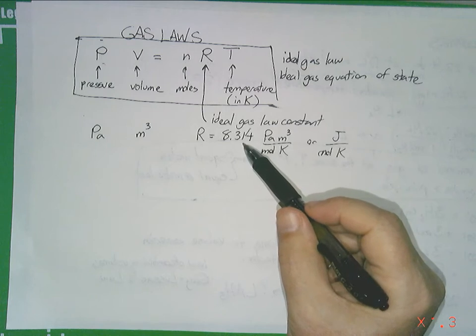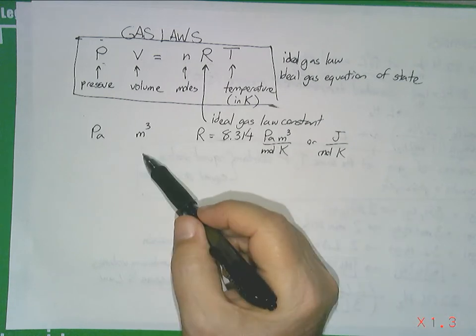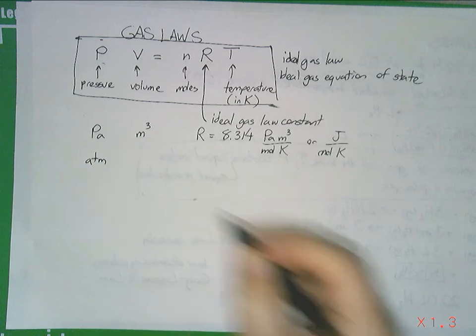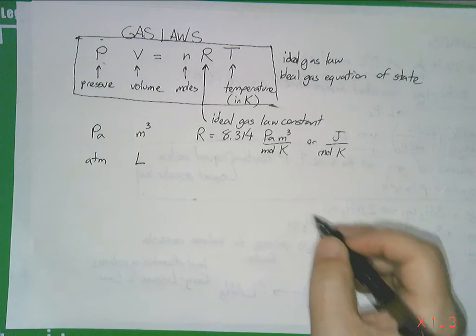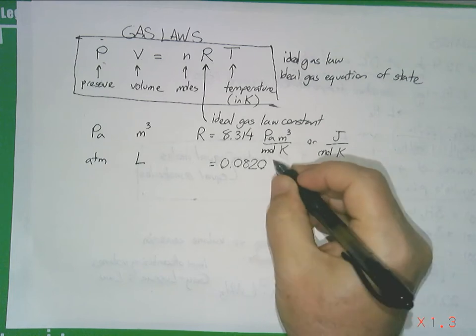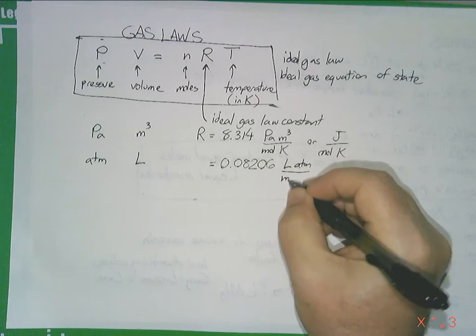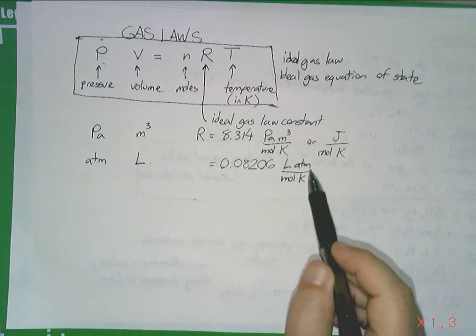You don't have to memorize this constant, but you do have to learn to look at the units that are given with the constant because they tell you what unit conversions you're going to need to do for your pressure and for your volume. Suppose you wanted to use, instead of pascals, atmospheres for your pressure, and you wanted to use liters for your volume. There is another value of R that you can use. If you use this value, you've got to use liters for your volume and atmospheres for your pressure.